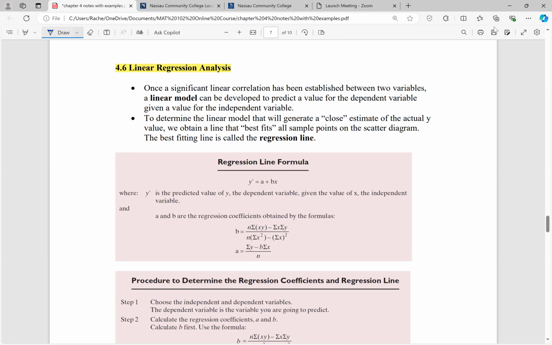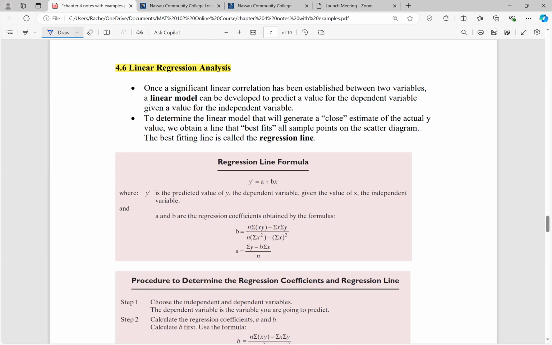So in order to determine the linear model that will generate a close estimate of the actual y value, we obtain a line that best fits all the sample points on our scatter diagram. And we call this best fitting line the regression line.